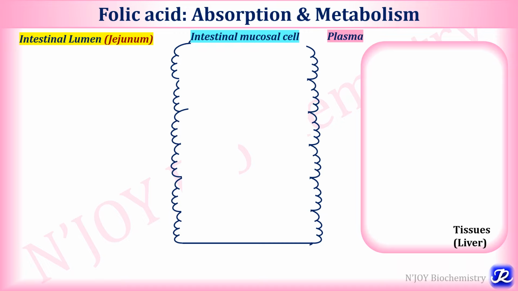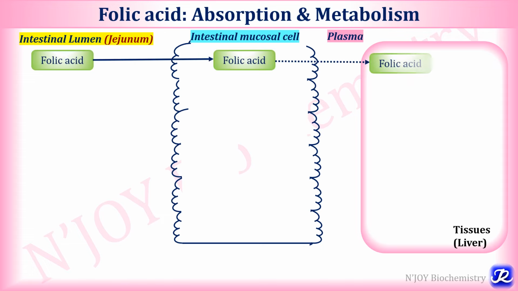Now let's see the absorption and metabolism of folic acid. When large doses of various folates are given, they can appear unchanged without any reduction or methylation in circulation because they are directly absorbed by the mucosal cells and sent into the circulation and readily taken up by the tissues like liver. And some of the folic acid is reduced to dihydrofolate by dihydrofolate reductase, and this reaction requires NADPH.